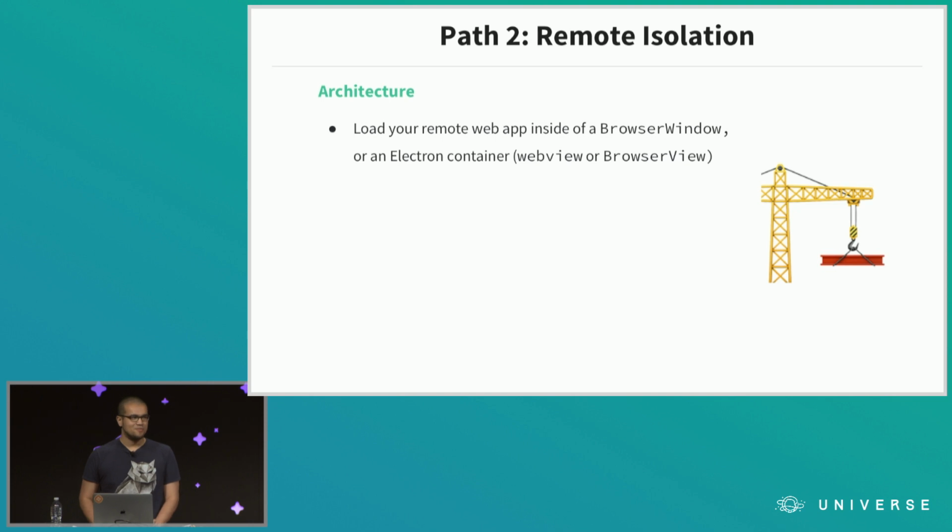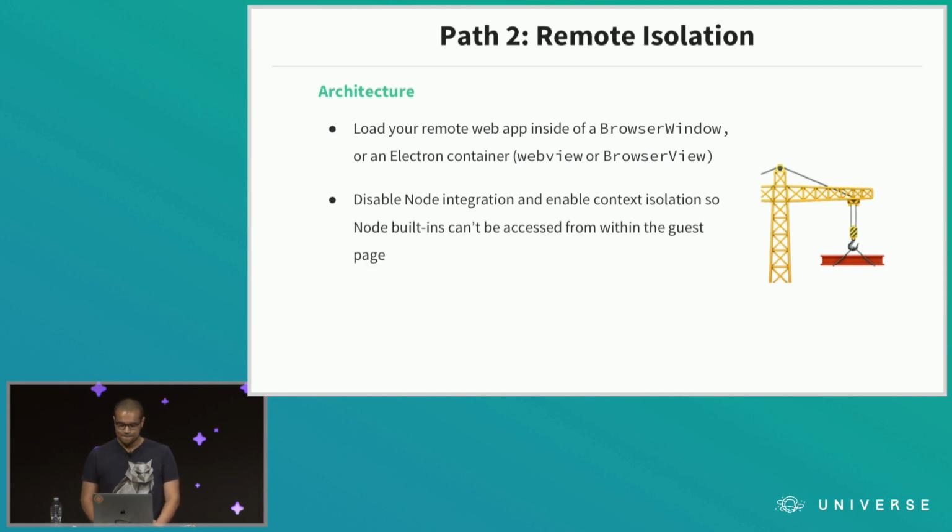You do this by loading your remote web app inside of a browser window again, or you can also load it inside an Electron container. You might have heard of WebView or a browser view. It depends really on what you're looking for. For simplicity's sake, we're going to cover the browser window approach mostly today. But you might need to look into WebView or browser view if you need to load multiple isolated contexts, or you need to nest them for whatever reason. So OK, that's the first step. It's pretty much the same as the last step, with the addition of the possibility of an Electron container.